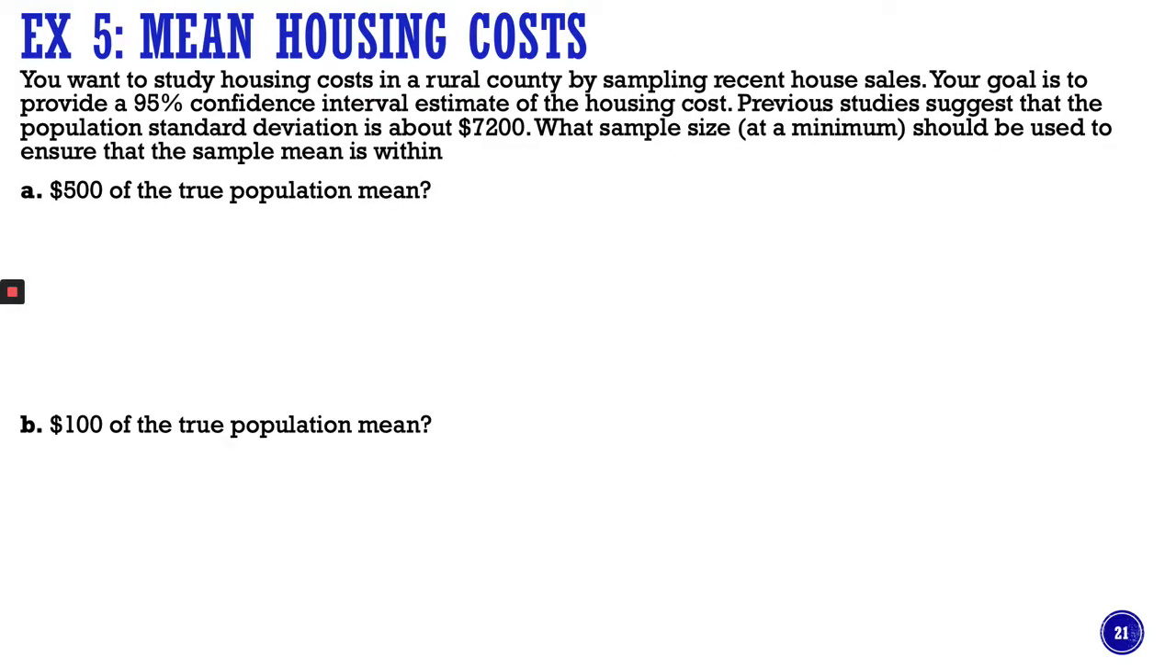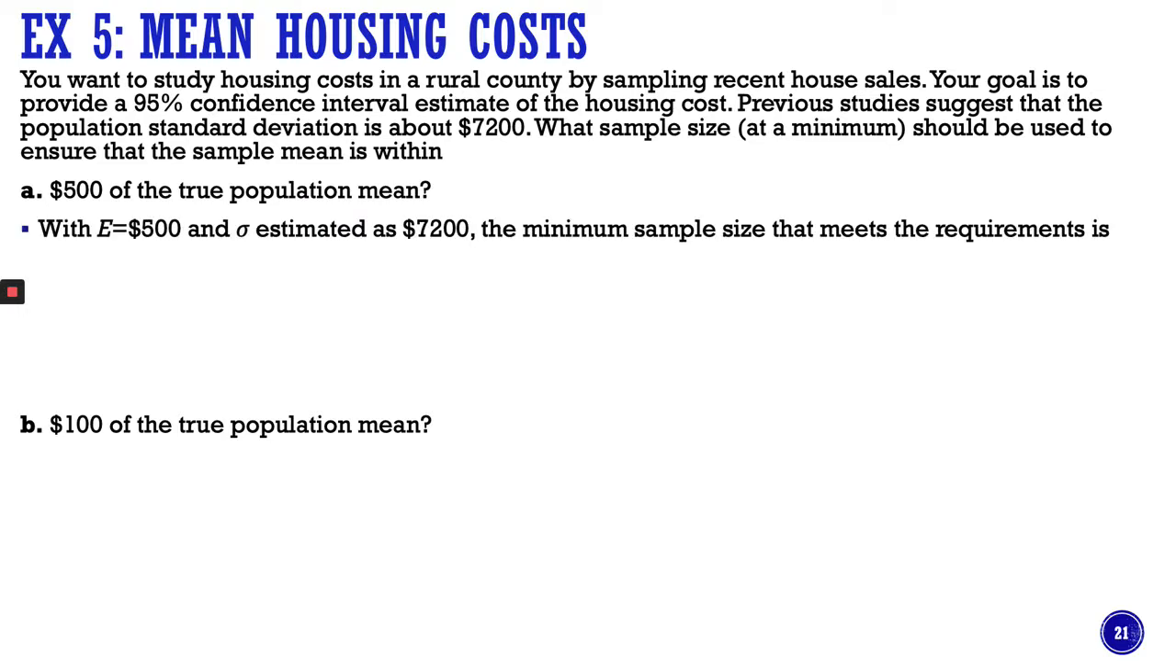So example 5. You want to study housing costs in a rural county by sampling recent house sales. Your goal is to provide a 95% confidence interval estimate of the housing cost. Previous studies suggest that the population standard deviation is about $7,200. What sample size at a minimum should be used to ensure that the sample mean is within $500 of the true population mean and $100 of the true population mean?